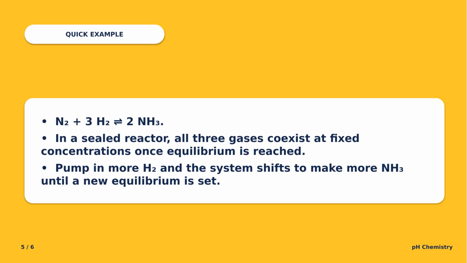Quick example, N2 plus 3H2 going to 2NH3. So in a sealed reactor, all three gases coexist at fixed concentrations once the equilibrium is reached. Pump in more H2 and the system shifts to make more NH3 until a new equilibrium is set.